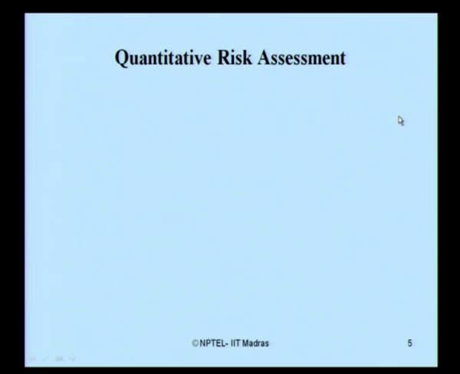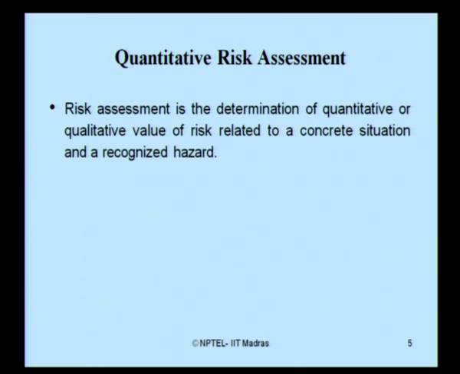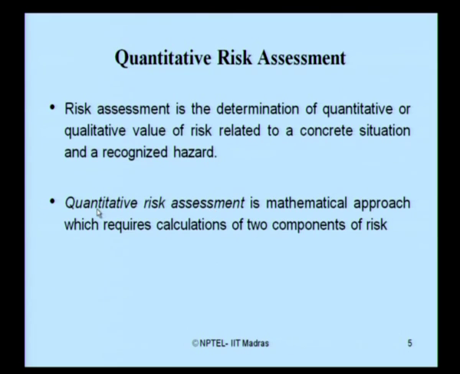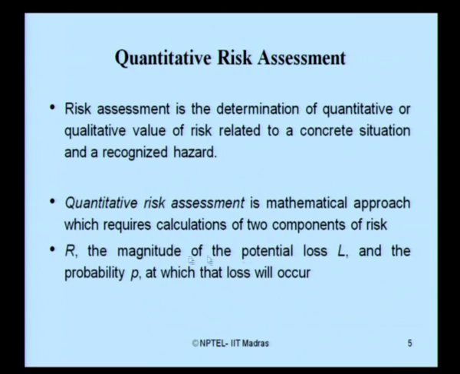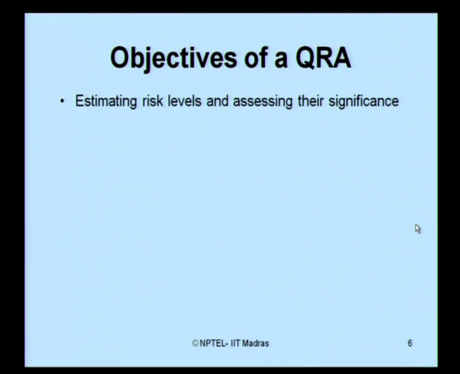Now, to make you understand what quantitative risk assessment is, let us briefly give you some statements. Risk assessment is the determination of a quantitative or qualitative value of risk related to a concrete situation and a recognized hazard. Remember, hazard is a scenario, risk is a realization of that scenario. That is why we say risk is related to a concrete situation and a recognized hazard. Quantitative risk assessment, famously addressed in literature as QRA, is a mathematical approach which requires calculation of two major components of risk. Ladies and gentlemen, can you recollect these two components of risk which are very important? You are right, one is the magnitude of the loss, and the other is the probability at which this loss will occur.